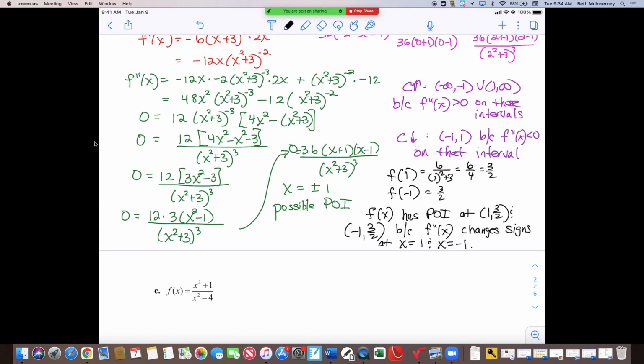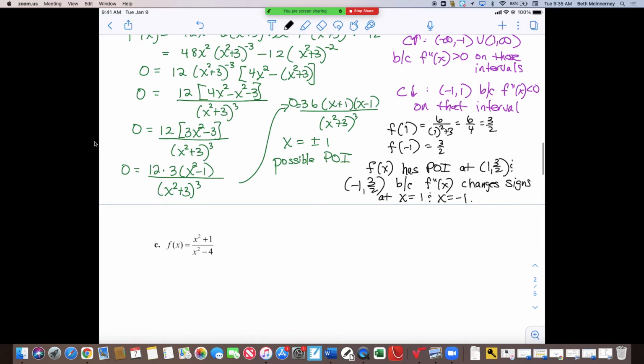All right, and here's how I'm going to justify that. I'm going to say f of x has points of inflection at (1, 3/2) and (negative 1, 3/2) because f double prime of x changes signs at x equals 1 and x equals negative 1.